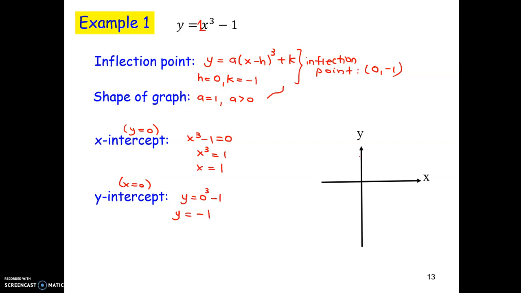So x exists, y exists. The inflection point is (0, negative 1). So this is the inflection point. Okay, so the shape is positive, so I should start from the right hand side. So we're going to start our graph from the right hand side until we reach the inflection point, and then we're going to change the concavity. So this is where the x-intercept is. Okay, so as you can see, this is concave upward and then concave downward. So this is y equal to x cubed minus 1.